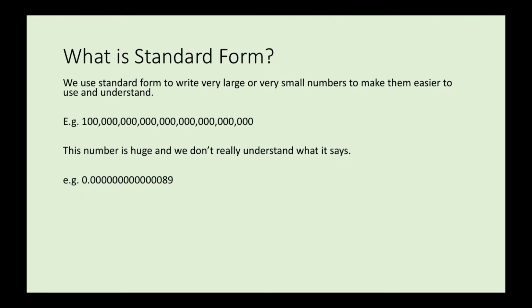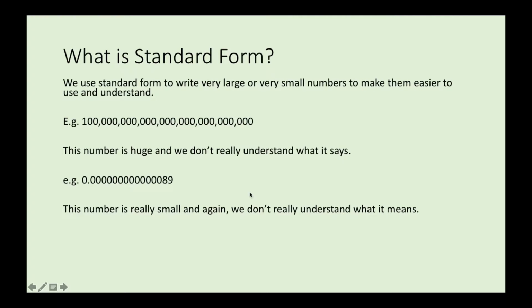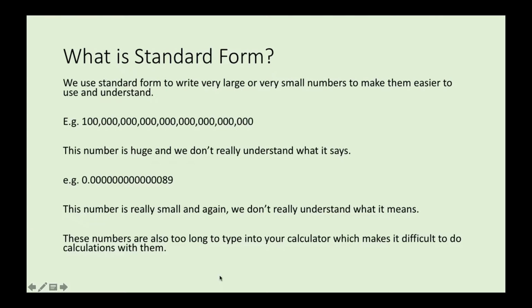This number here is far too small, 0.0000089. I didn't actually count how many noughts there were, but it's just tiny. That means it's really, really small. Again, we don't really understand what it means, and we can't do calculations with it either. So these numbers are also going to be written in standard form so that we can do calculations with them.